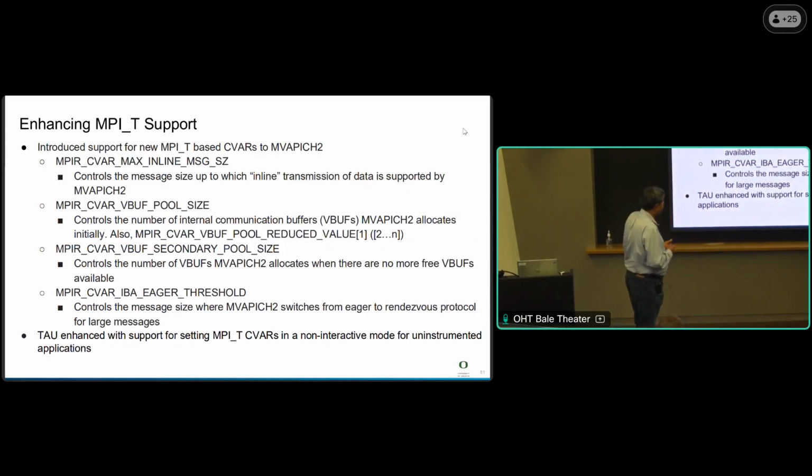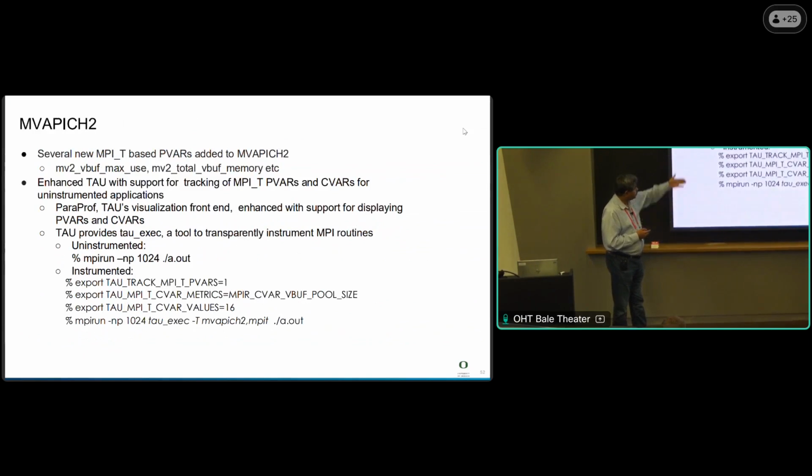And MVAPICH provides a large number of these control variables that the plugin can internally change, or you can specify control variables with even environment variables. So you can do that with an environment variable which is like this. Here I'm saying track the performance variables from MPI Tools Interface.